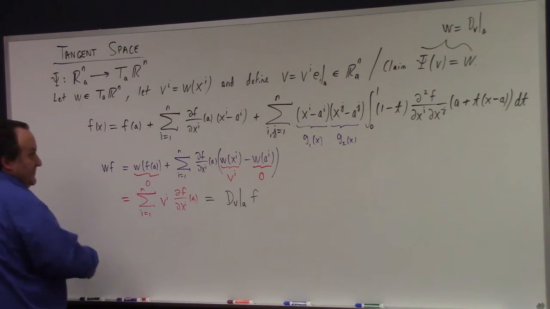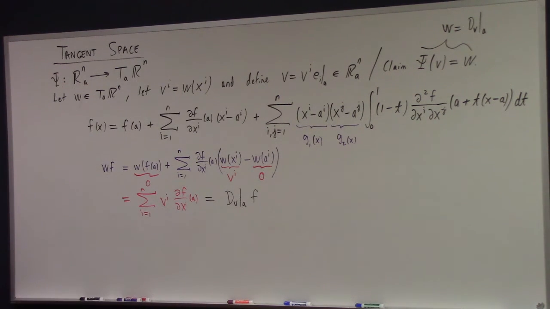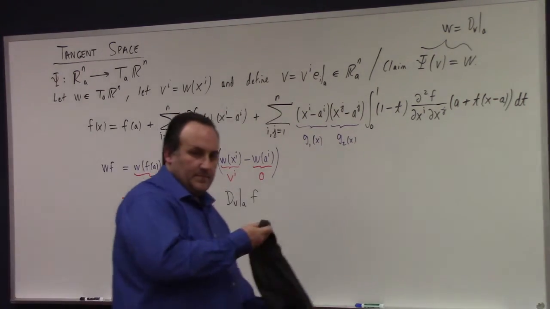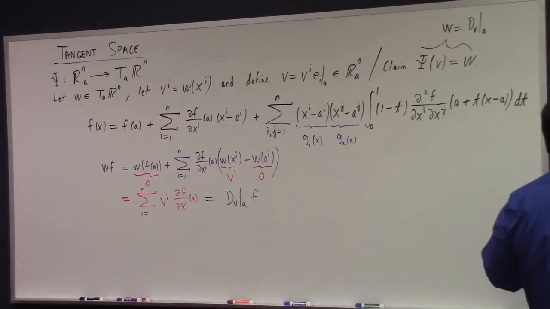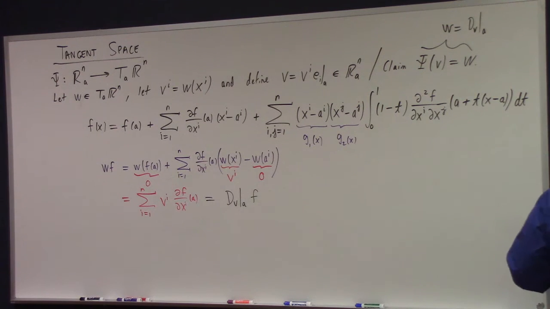So now that we've proved the set of derivations on smooth functions on R^n is finite dimensional, we'll be able to use that to capitalize on the fact that that's still true on a smooth manifold. So how do you define the tangent space on a smooth manifold? What's our definition for the tangent space on a smooth manifold?